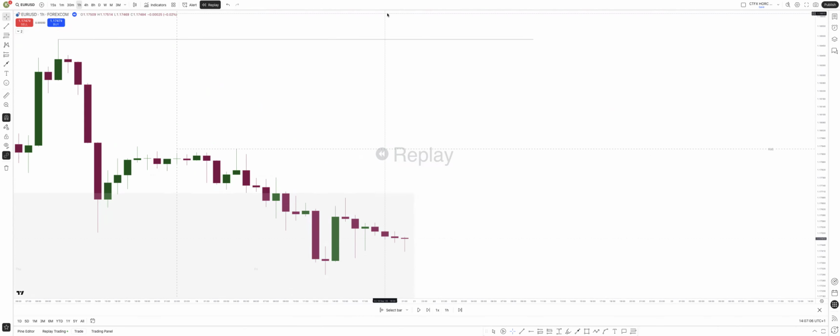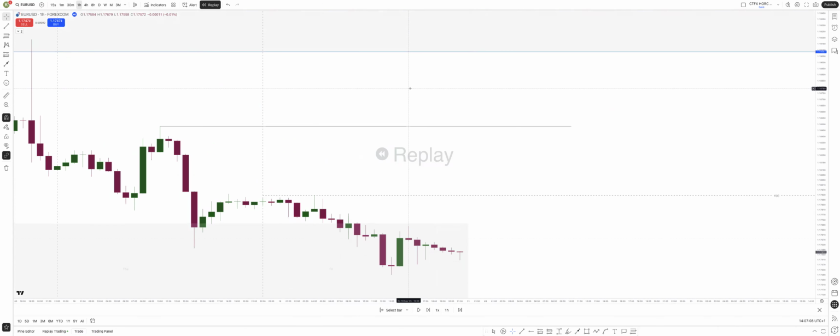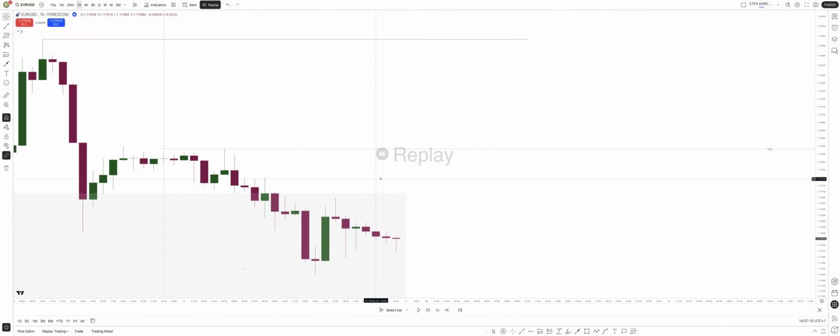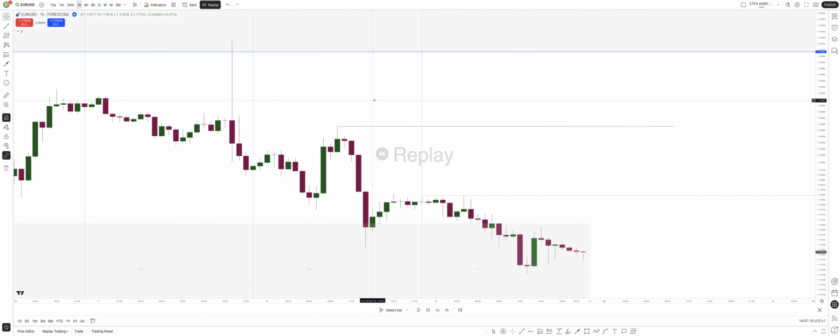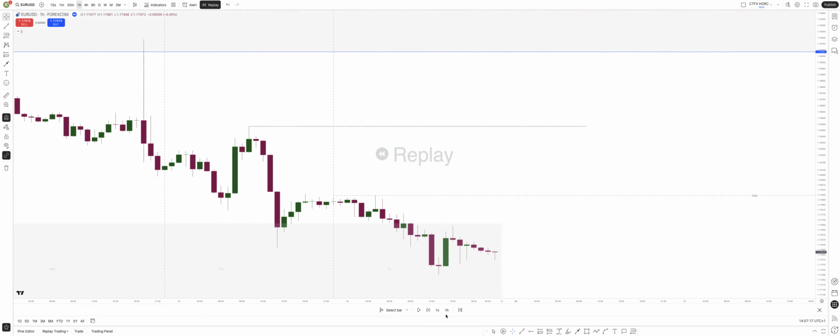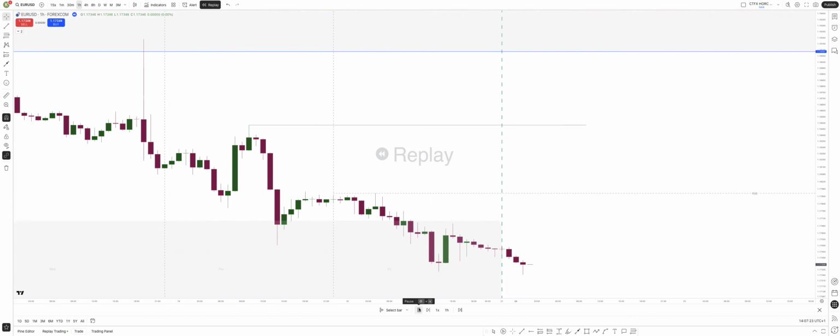We just check for a true break of structure from here, and you have your trade. This is 1 hour time frame. Monday has not started. Let's wait for Monday to start because it's Monday that we want to check for. So let's see what's going on here.